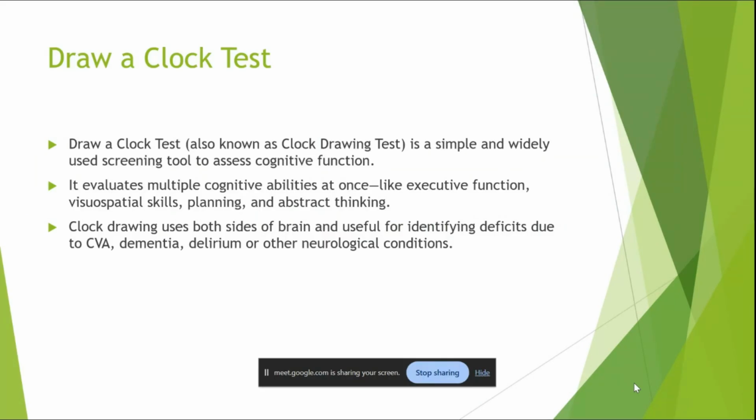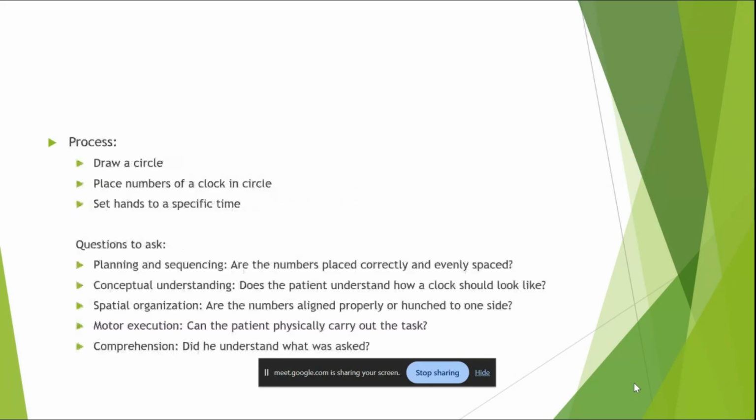The clock drawing test is a screening tool used to assess cognitive function. It tends to evaluate multiple cognitive abilities at the same time, such as executive function, visual-spatial skills, planning, and abstract thinking. The clock drawing test tends to use both sides of the brain, and is quite useful in identifying deficits such as stroke, dementia, or other neurological conditions, such as MS.